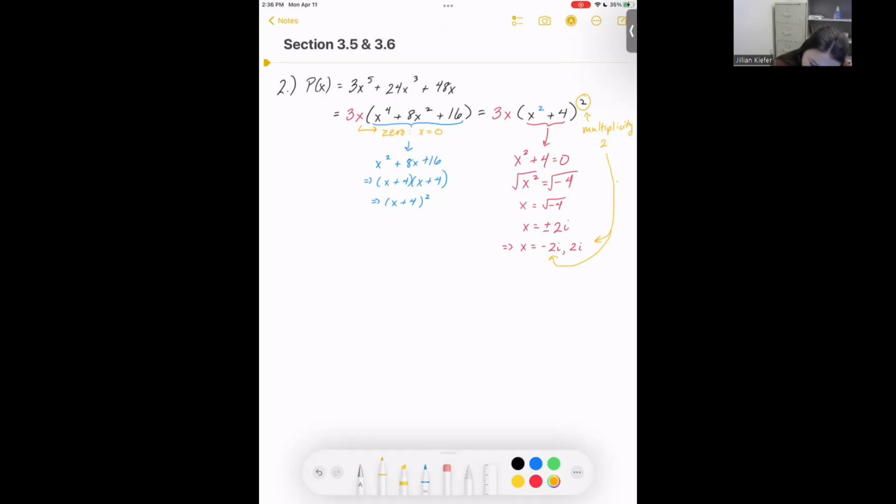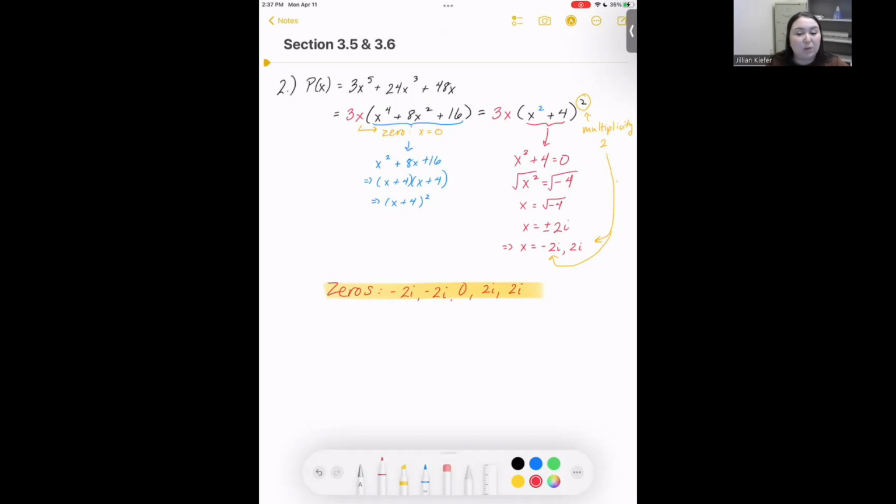So when we list out our zeros, we list them twice. So we're going to have -2i, -2i, 0, 2i, and 2i. So these are the zeros of our polynomial. And we counted that multiplicity.